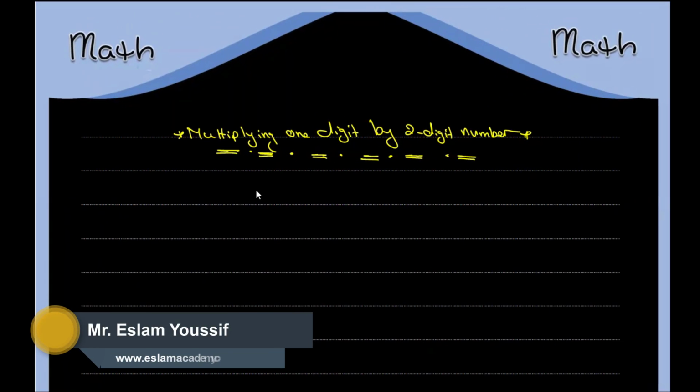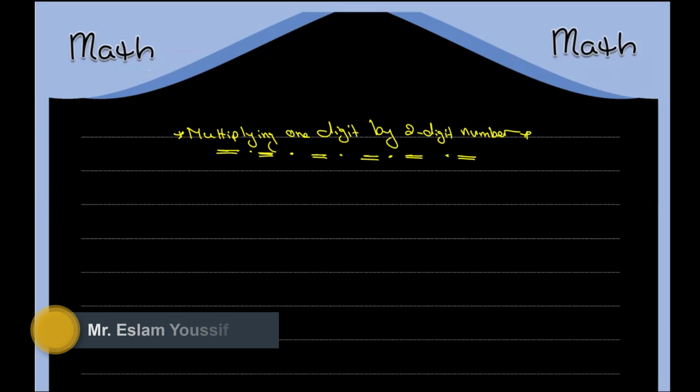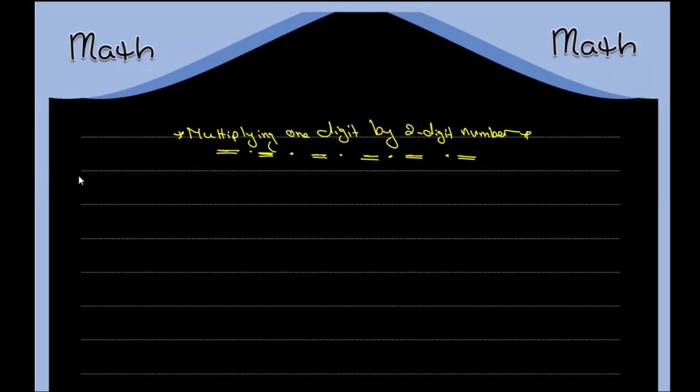Today, inshallah, we will talk about multiplying one digit by two digits. If you remember the question that we solved last time about the distributive property, when I need to multiply 5 times 18, you remember how we solved this one by using the distributive property? If you know the answer, please raise your hand.